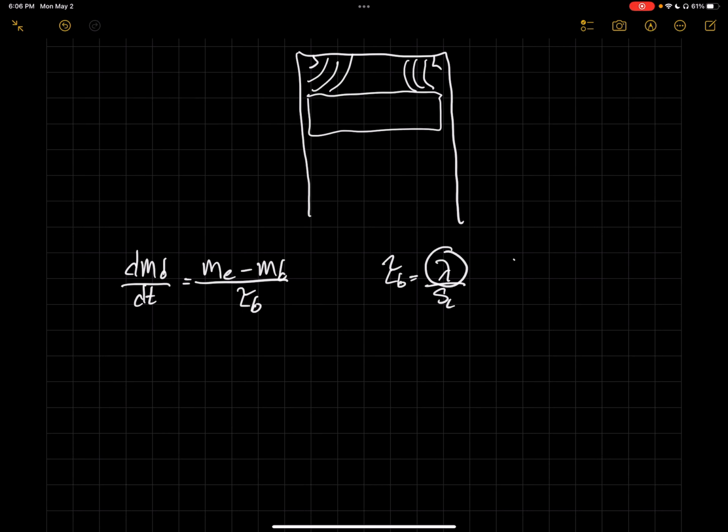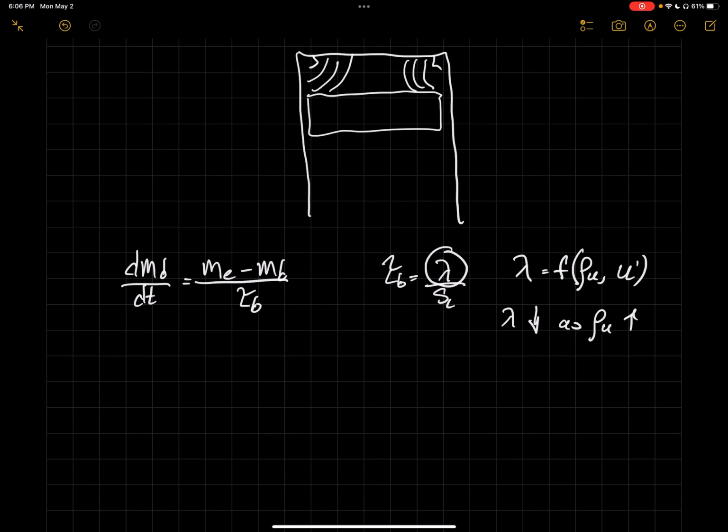Generally speaking, lambda is affected by two things. It's affected by the unburned gas density, and it's affected by the turbulent intensity, okay? So lambda will tend to decrease as the unburned gas density increases, right?